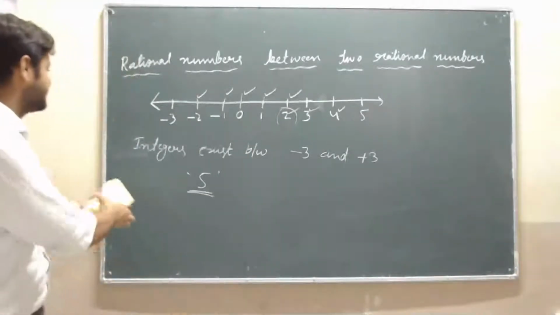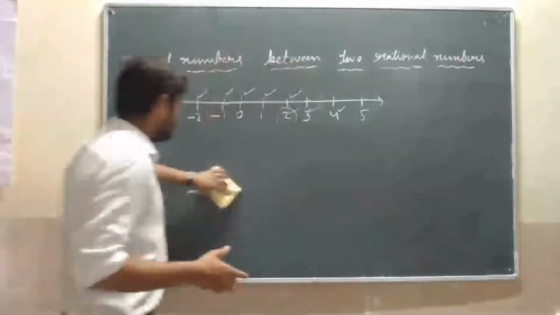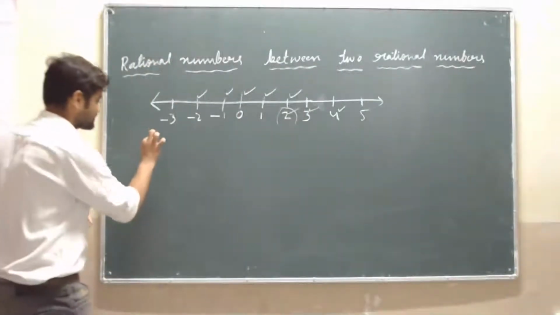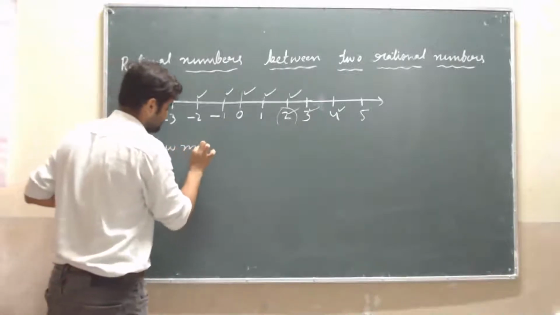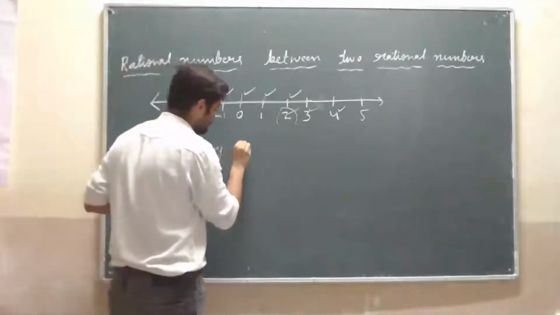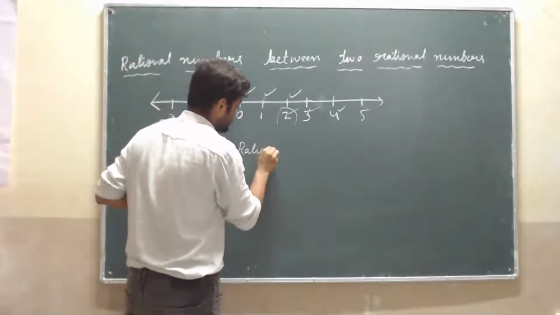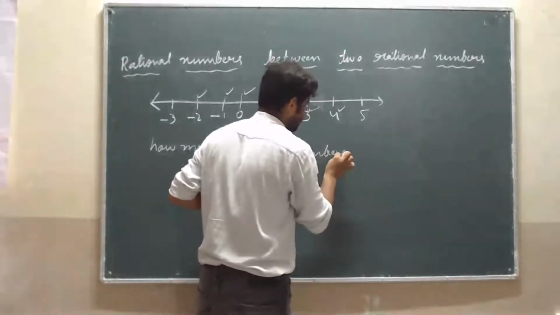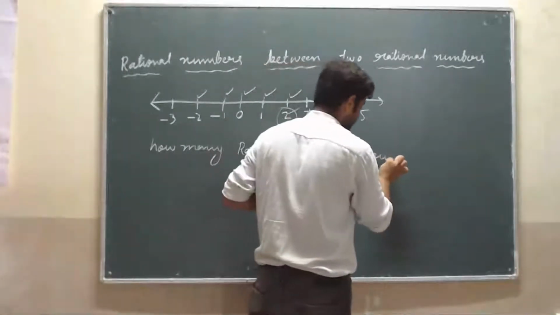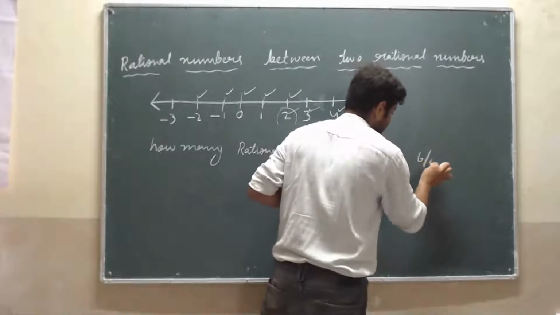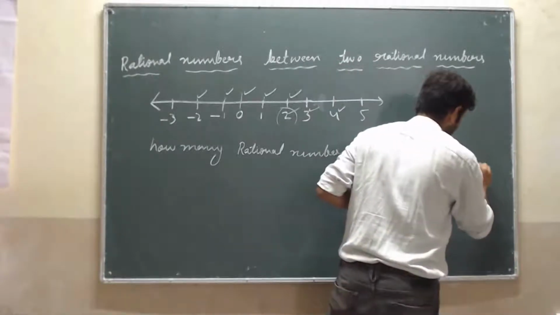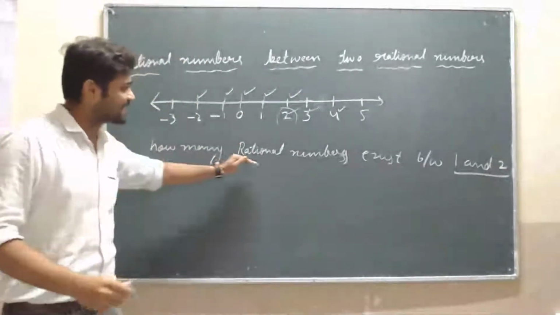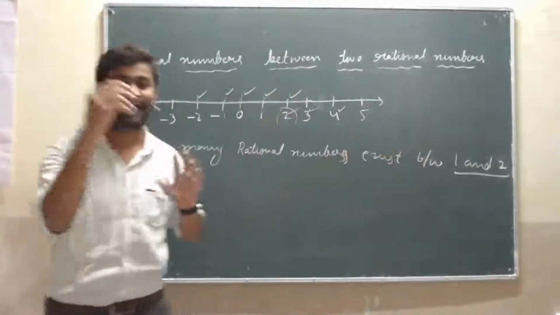Now tell me, how many rational numbers exist between 1 and 2? How many rational numbers exist between 1 and 2?